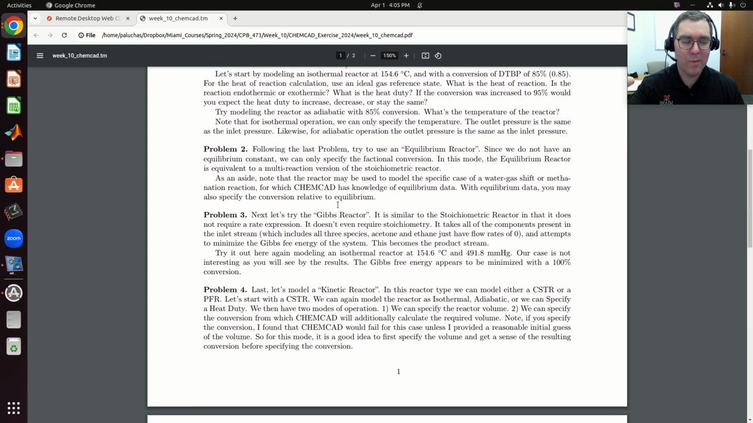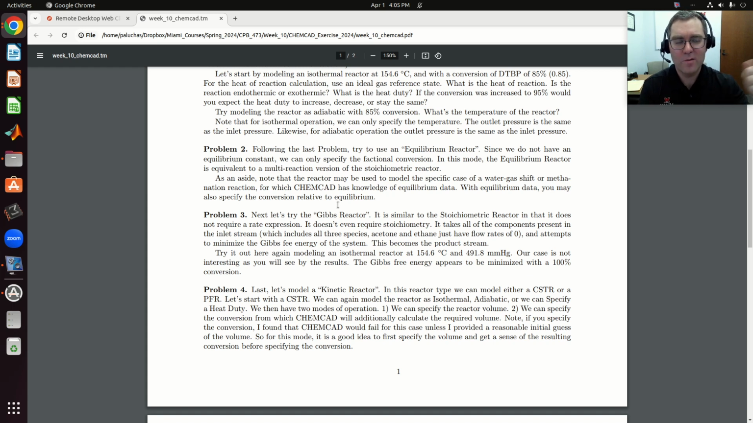Then we had an equilibrium reactor. So in our case, we had a single reaction. Okay, the difference between equilibrium and stoichiometric is it could model the case of multiple reactions, series or parallel, you can specify. And then the other difference is if you have thermodynamic data to compute the equilibrium constant, you could specify conversion with respect to equilibrium.